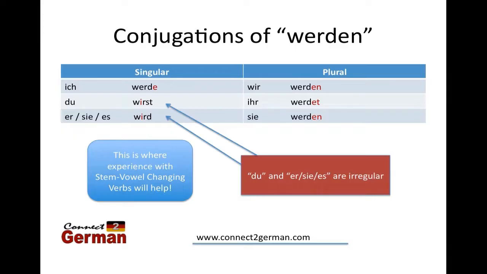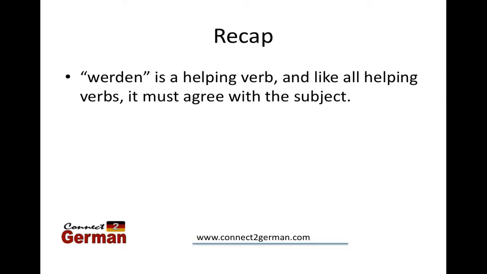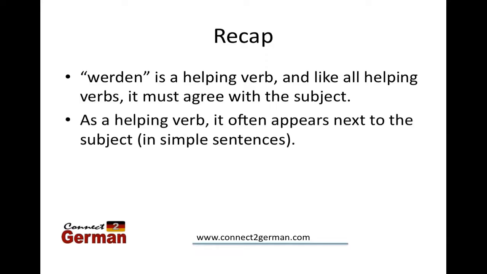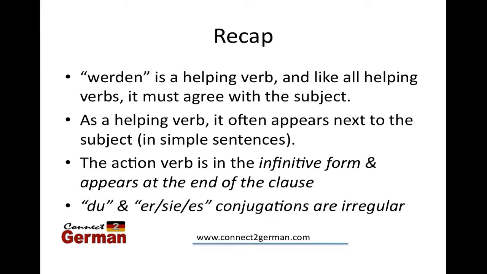Alright, so those are the conjugations of werden, and we are familiar with how to formulate it in a sentence. Recap real fast. Werden is a helping verb, and like all helping verbs, it has to agree with the subject. As a helping verb, it often appears next to the subject in simple sentences. In all of these examples that we showed here, it was subject, helping verb. Ich werde, wir werden, Sie werden, and so on. We also saw that the action verb appears in the infinitive form and goes to the end of the clause, or the end of the sentence in this case, since we were dealing with very simple sentences. The fourth thing that we learned from this is that when conjugating them, the du and the er, sie, es conjugations are irregular. They do follow a systematic pattern, much like the stem vowel changing verbs.